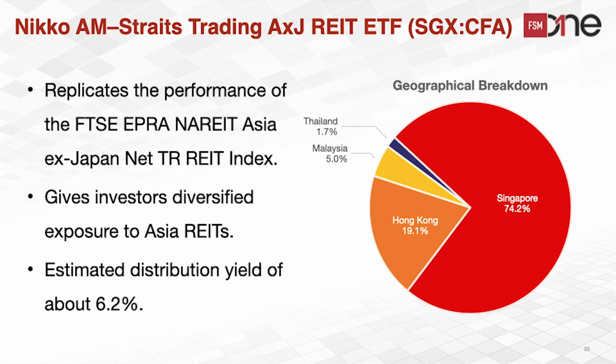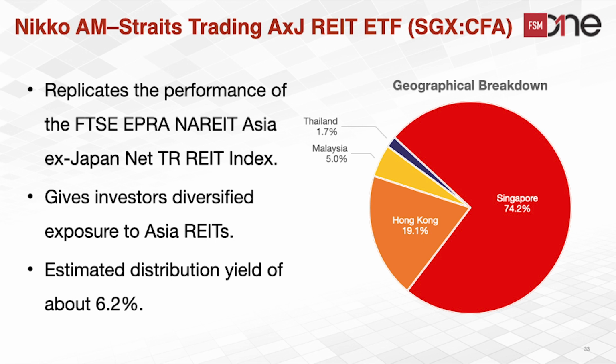Okay, now for REITs, I have to apologize once again for these percentages not showing up. For this particular slide, I actually want to show the geographical breakdown of this particular ETF into all the various geographical markets. This ETF that I've selected is actually the Nikko AM Straits Trading Asia ex Japan REIT ETF. So this is an ETF that invests in Asia ex Japan REITs. But even though it's Asia ex Japan, you realize from its fact sheet that it is actually invested mainly in Singapore REITs.